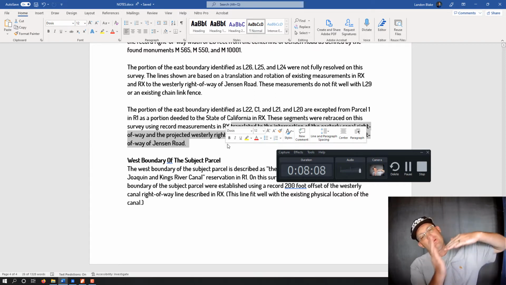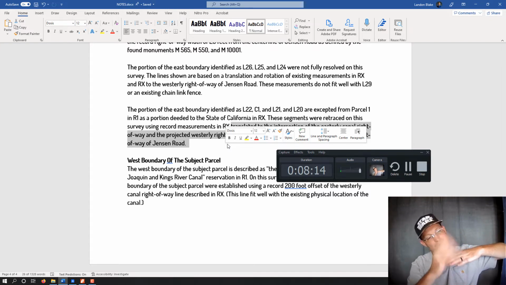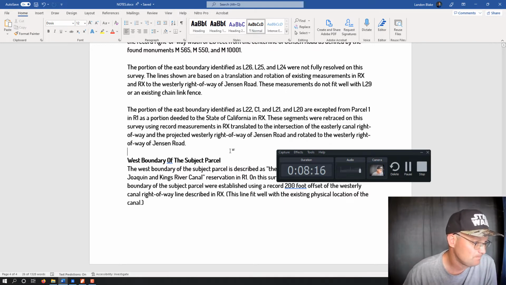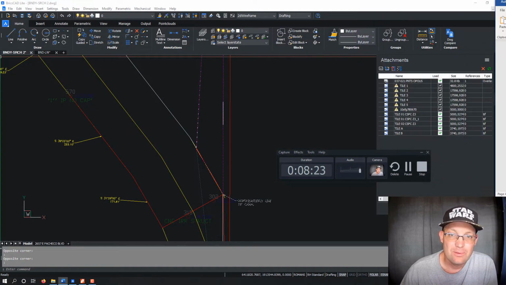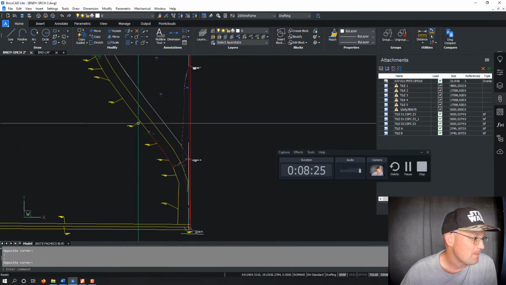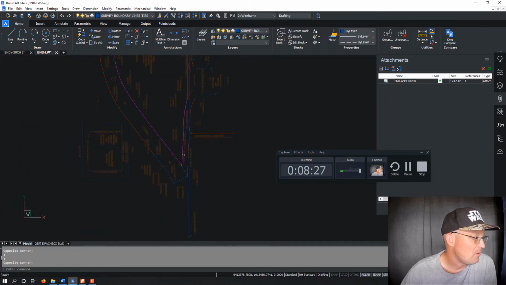So translated or moved to the intersection of the canal right-of-way with Jensen Road, and then rotated along Jensen Road. That's how I put the courses in. Okay, and it fit very well. So then the last line we have is this line here that runs along the canal.